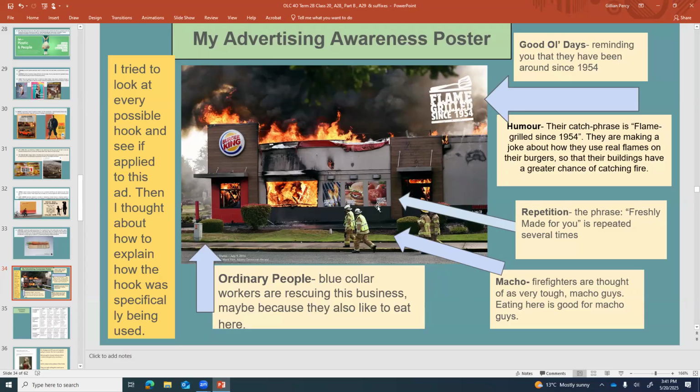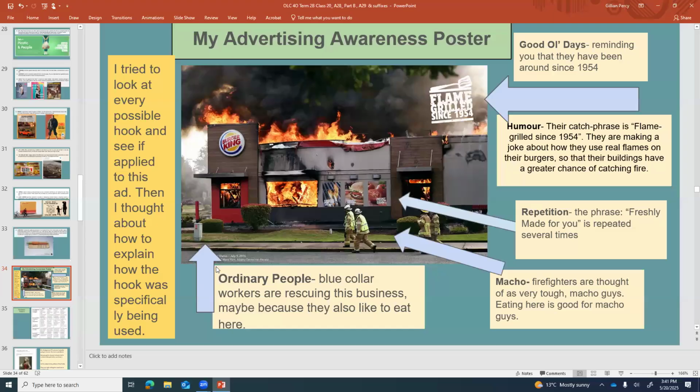Repetition: I don't know if you can see it, but on the posters on the building, it says freshly made for you, freshly made for you, freshly made for you. They're doing that repetition thing there. Macho: firefighters, tough macho guys. If they hear it, probably good for you. And also the idea of ordinary people, because firefighters are still thought of as blue collar workers, right? They're not a celebrity. They're maybe rescuing this business because they like to eat here. Okay. So name the hook, show me where it is, and then explain how it relates to that specific one.